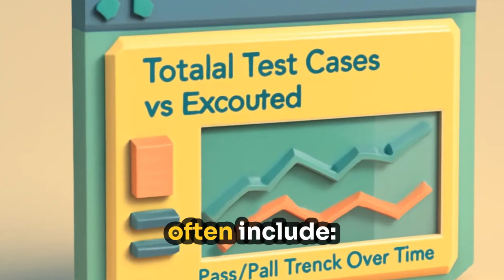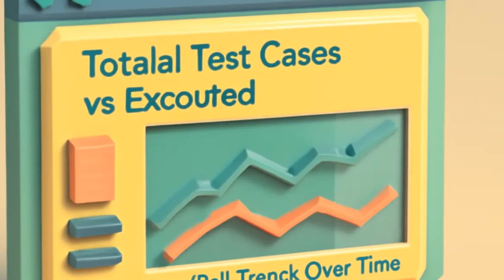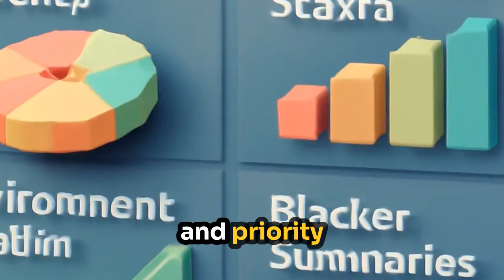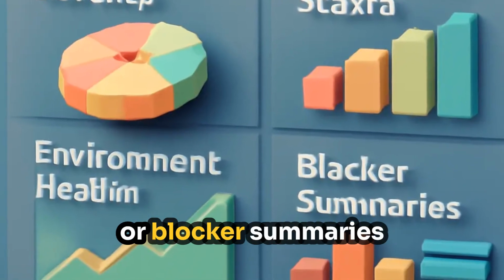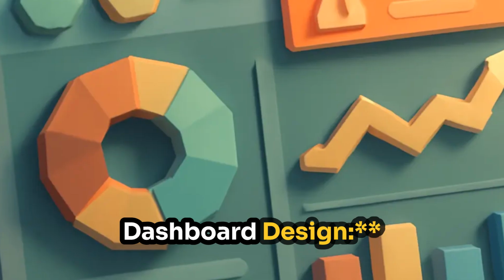Effective dashboards often include total test cases versus executed, pass-fail trends over time, defects by severity and priority, regression status, environment health or blocker summaries. Best practices for dashboard design.